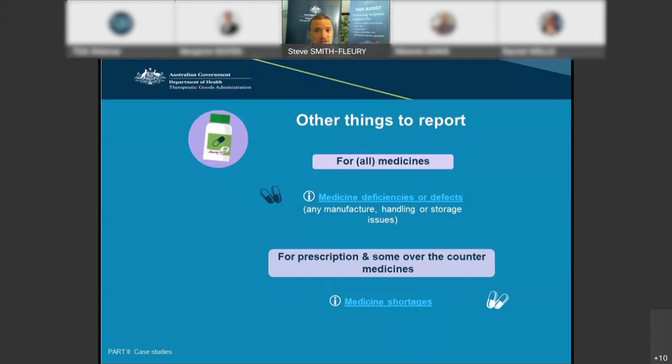The medicine shortages mandatory reporting scheme only applies to prescription and some over-the-counter medicines. For these medicines, it's mandatory. This is a mandatory reporting scheme, which helps the TGA monitor shortages of critical medicines, making sure that Australia doesn't run out of potentially life-saving medicines. However, any medicine can report a shortage. So it's available to you and voluntary if you're not supplying a prescription or specific over-the-counter medicine. So you can still report any shortages.